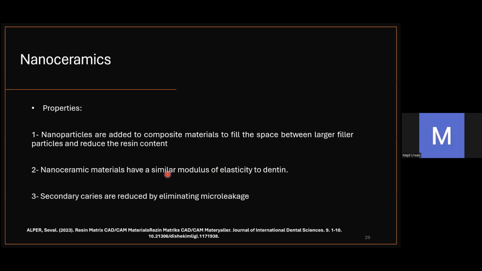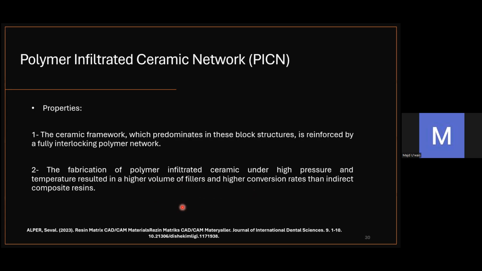Second property, nanoceramic material also has a similar modulus of elasticity to dentine. And the third one, secondary caries are reduced by eliminating microleakage. The second main type is the polymer infiltrated ceramic network. The main property for this type is that the ceramic framework, which predominates in this block structure, is reinforced by a fully interlocking polymer network, which is the polymethyl methacrylate.